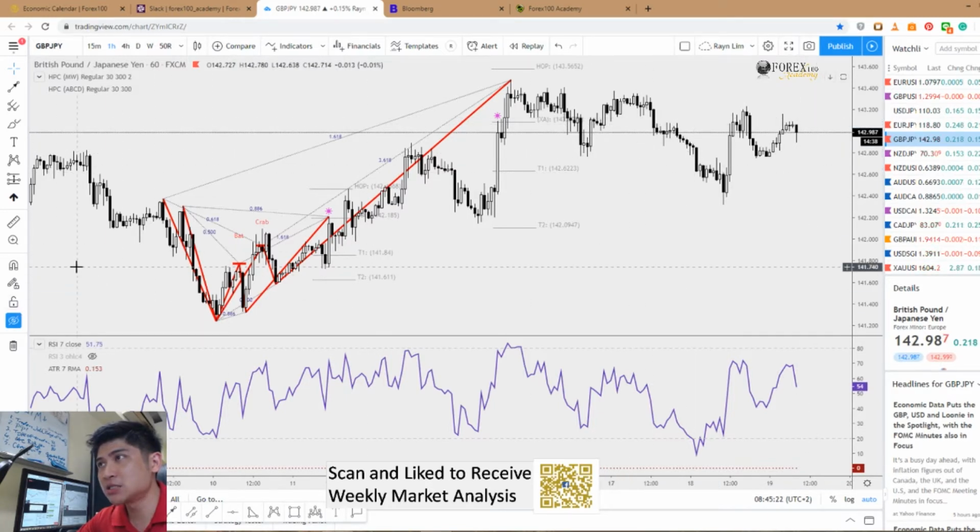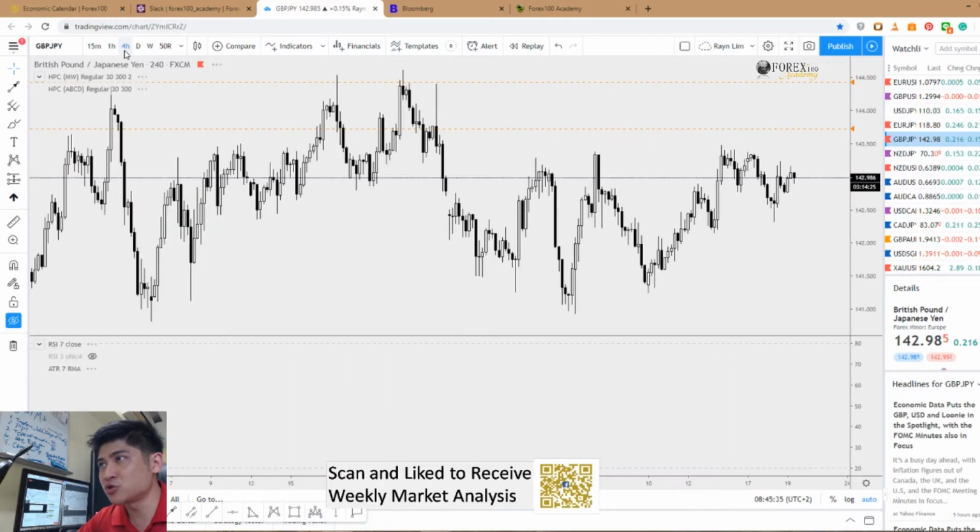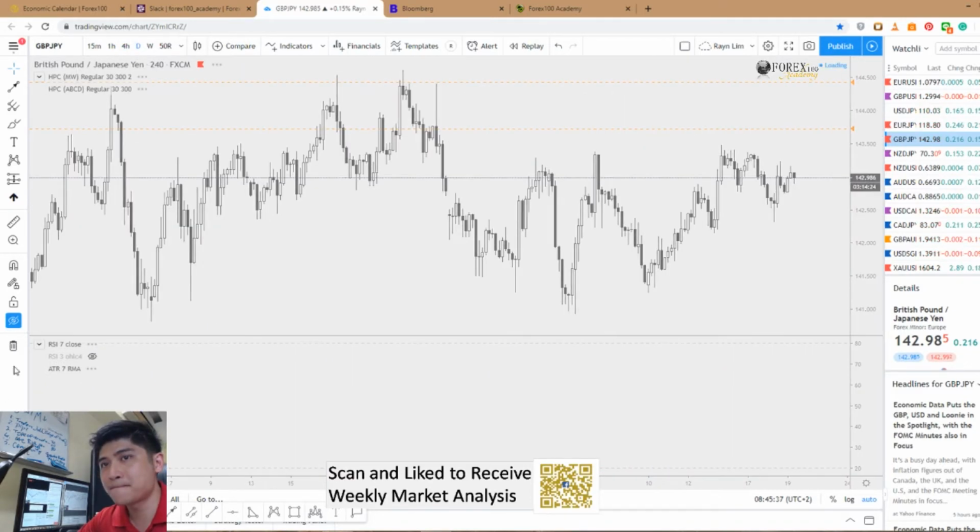Okay, over here you see there's a potential butterfly pattern forming up, so let's wait a bit. But I'm more in for a buying opportunity. That's me for pound.